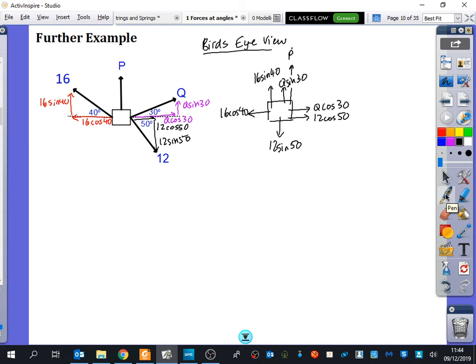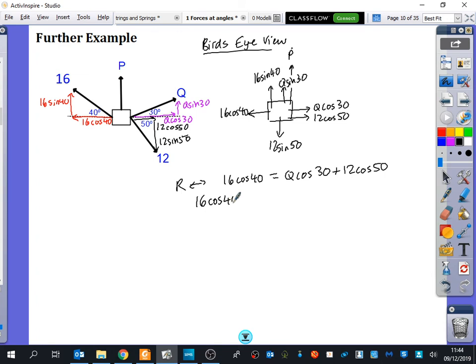I think left and right is going to be the best way to do this one because we've only got one unknown. So we've got 16 cos 40 must be equal to Q cos 30 plus 12 cos 50. Now it's so easy. We've got three different angles here. It's so easy to start writing the wrong angle. So just be really careful when you write this into your calculator.